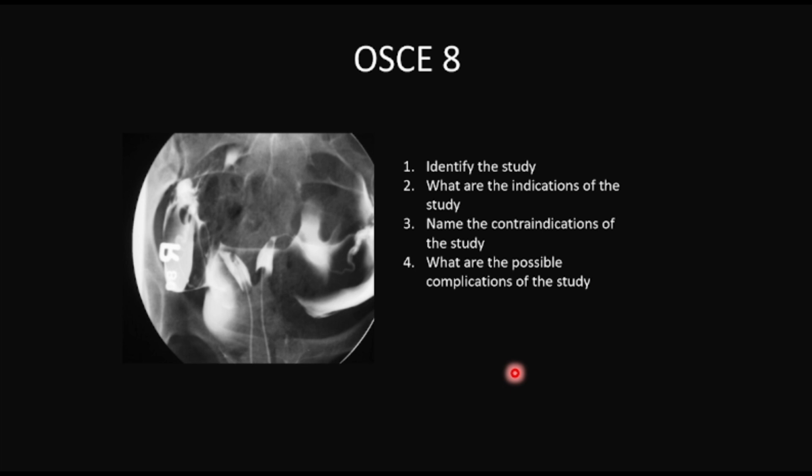What are the complications of the study? The possible complications are uterine perforation, cramps, and bleeding can happen. So bleeding per vagina is one of the complications.